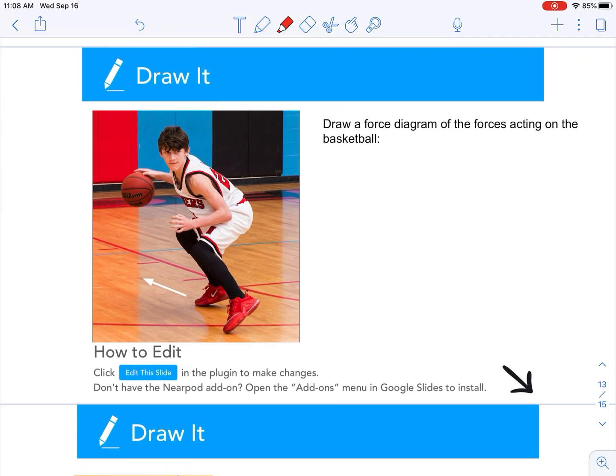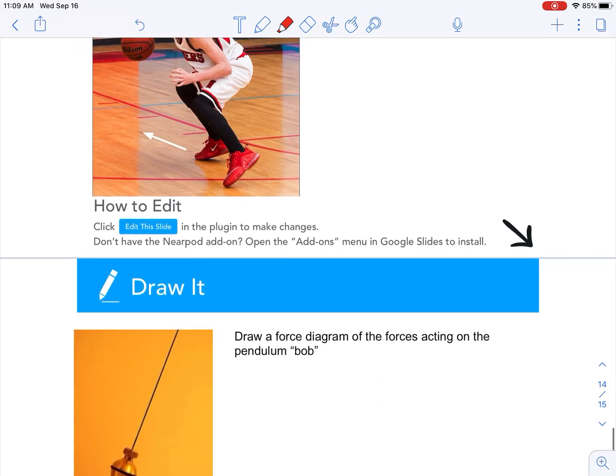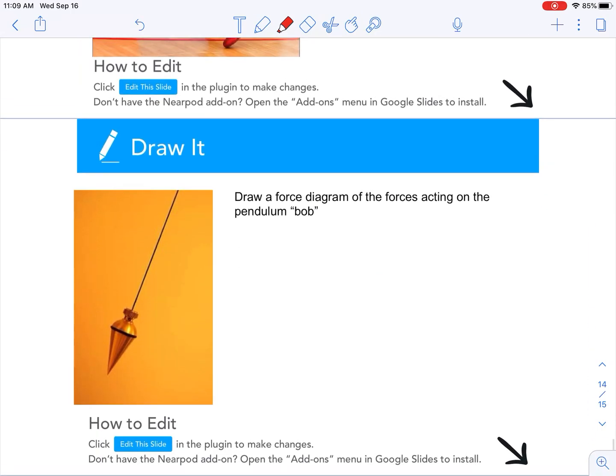So for two practices here, we'd like you to do the draw it. The first one is to draw a force diagram of the forces acting on the basketball. Just imagine, be the ball. What do you feel as pushes or pulls acting on you? And in a similar way, if you're a pendulum bob, be the bob. The bob is the part that's swinging back and forth. It does not include the string. If you were that bob, what would you feel pulling or pushing on you? And can you draw and label those forces as a force diagram?